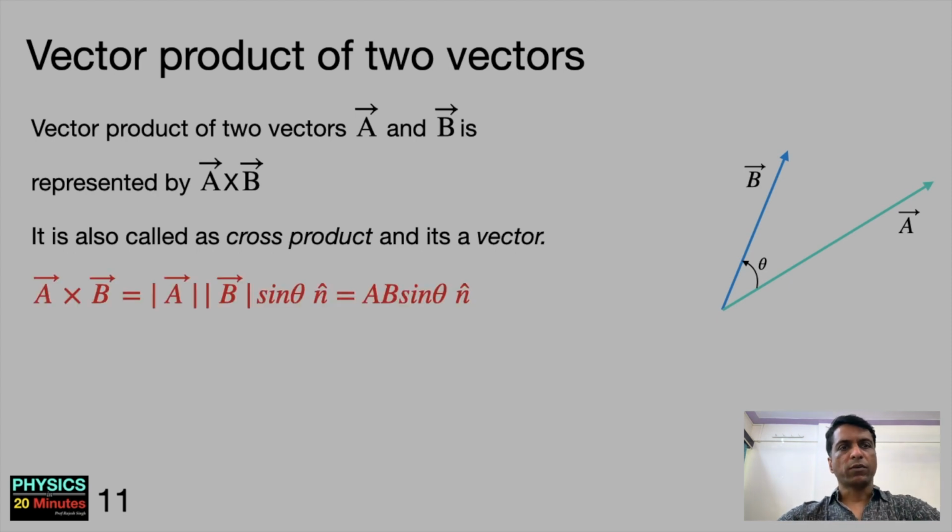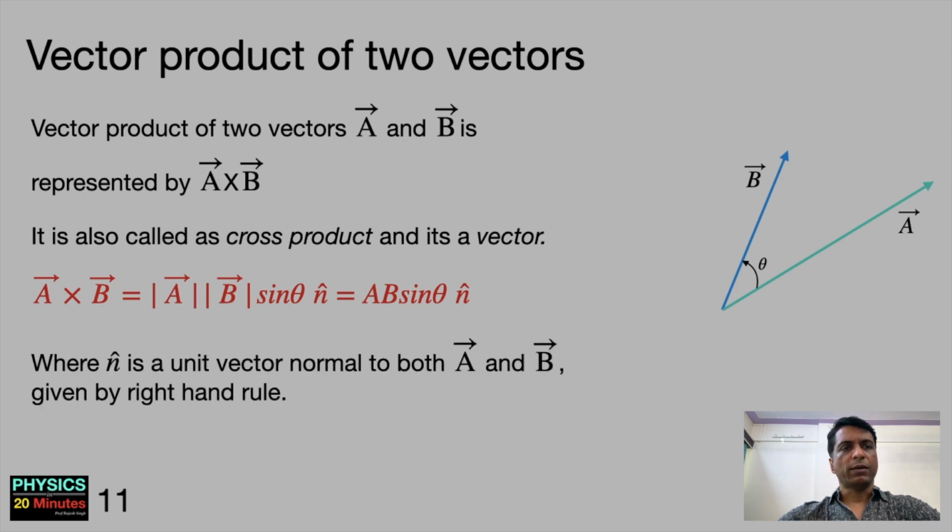The cross product of the vectors A and B can be written as A cross B is equal to magnitude of vector A into magnitude of vector B into sine of angle between them into n cap. Now magnitude of vector A and magnitude of vector B can simply be written as A and B, so it will simplify to AB sine theta n cap. The n cap is a unit vector normal to both A and B and its direction is given by right hand rule.